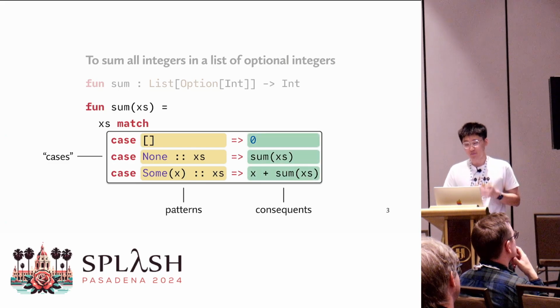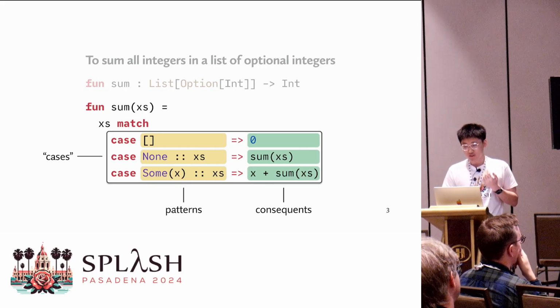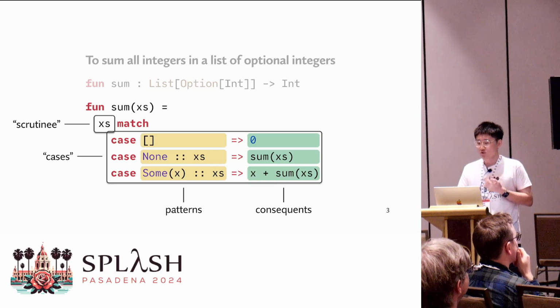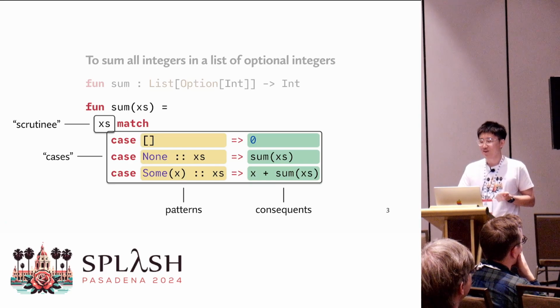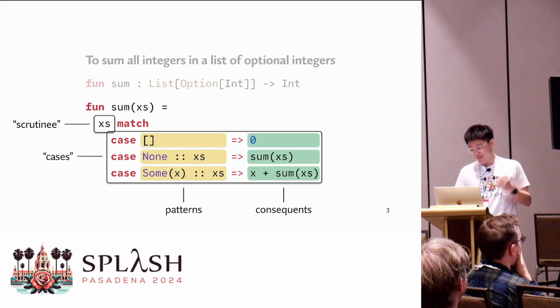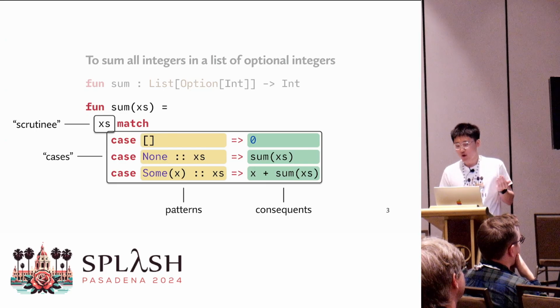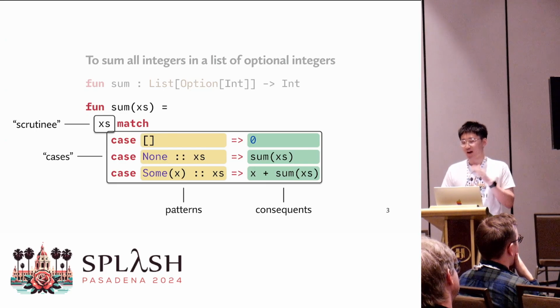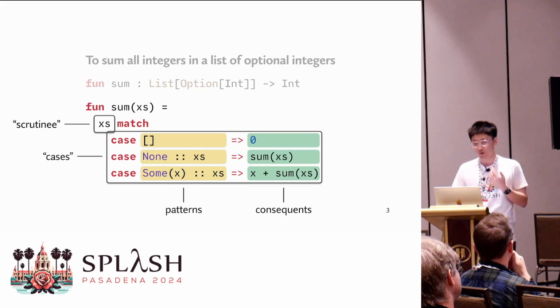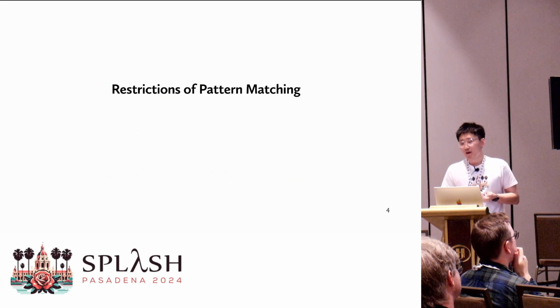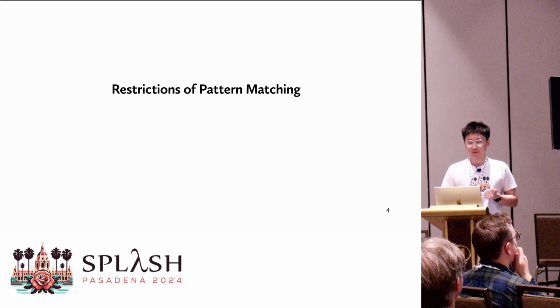When evaluating the pattern matching expression, the first step is to evaluate the scrutinee. Then we compare its structure against each pattern, starting from the first and moving to the last. If the scrutinee matches one of the patterns exactly, we evaluate the consequence tied to that pattern and ignore any following cases. However, despite being powerful, traditional pattern matching has some limitations.